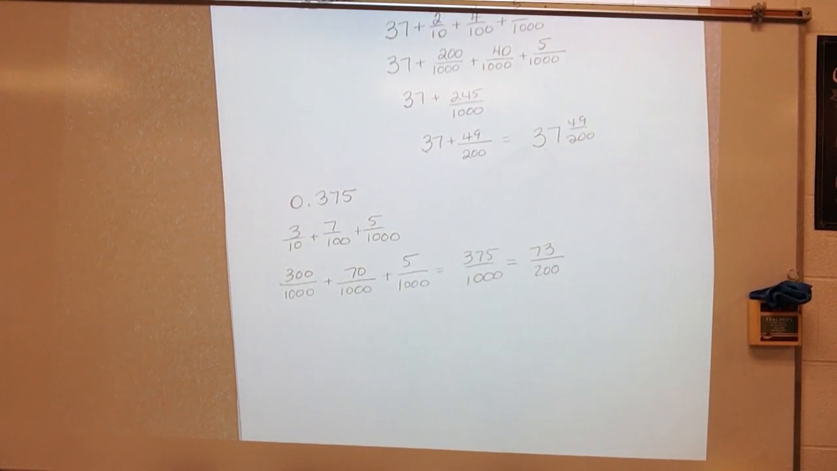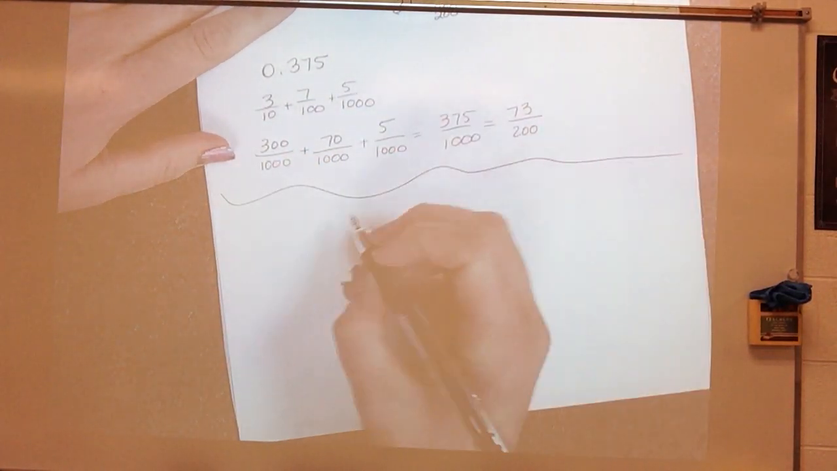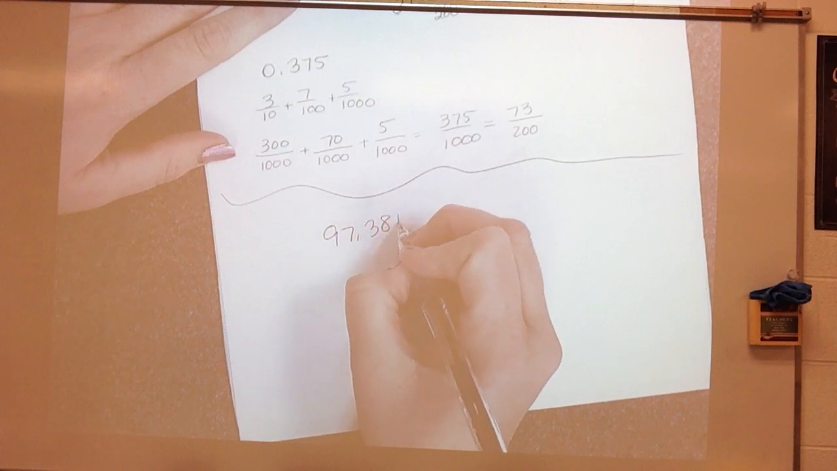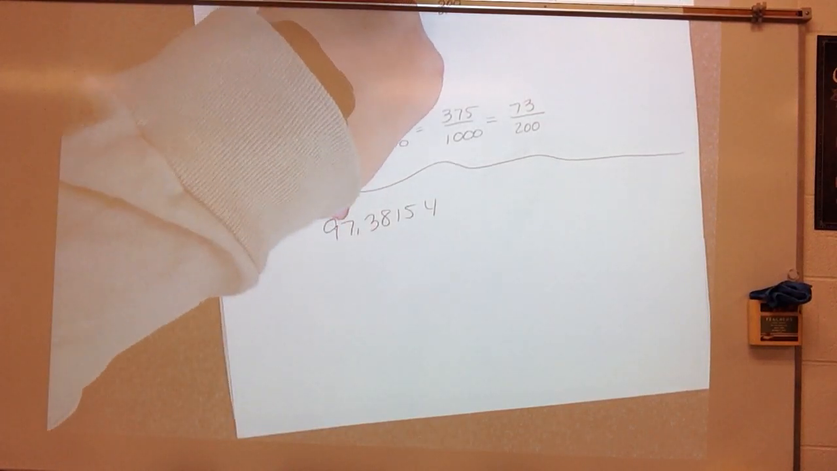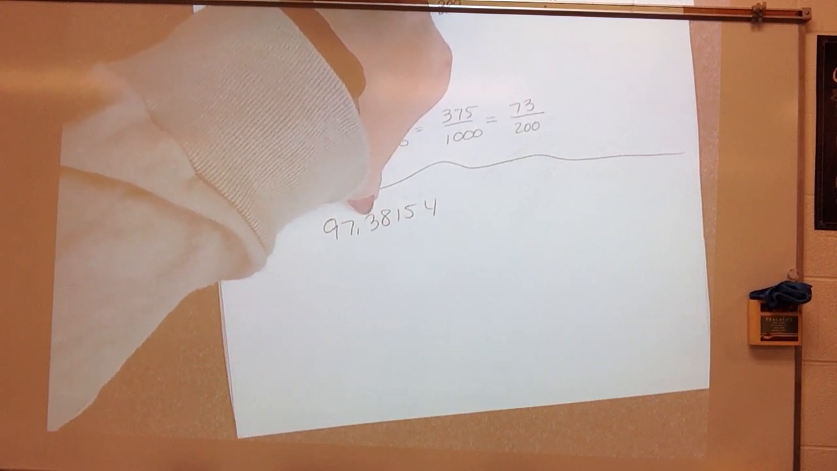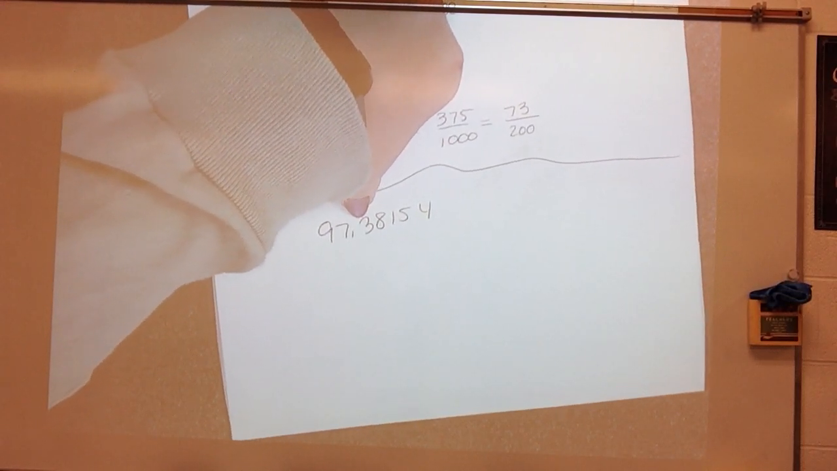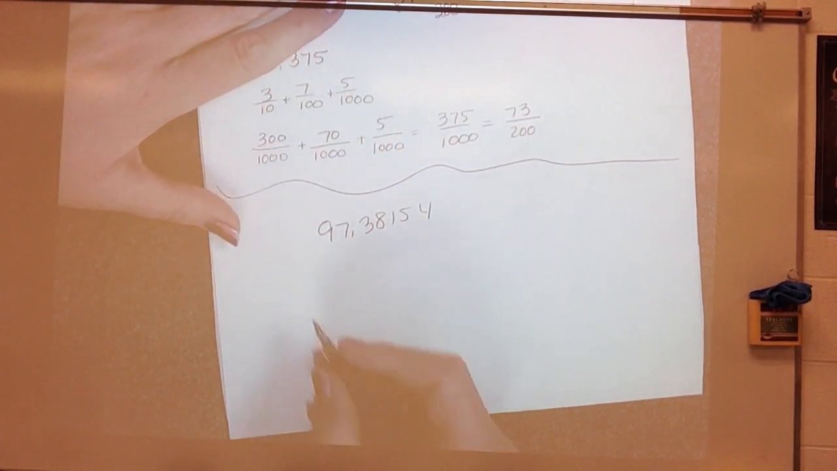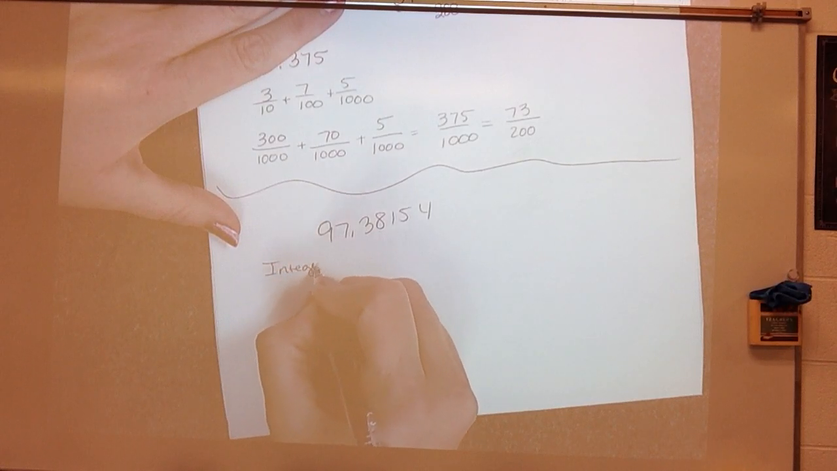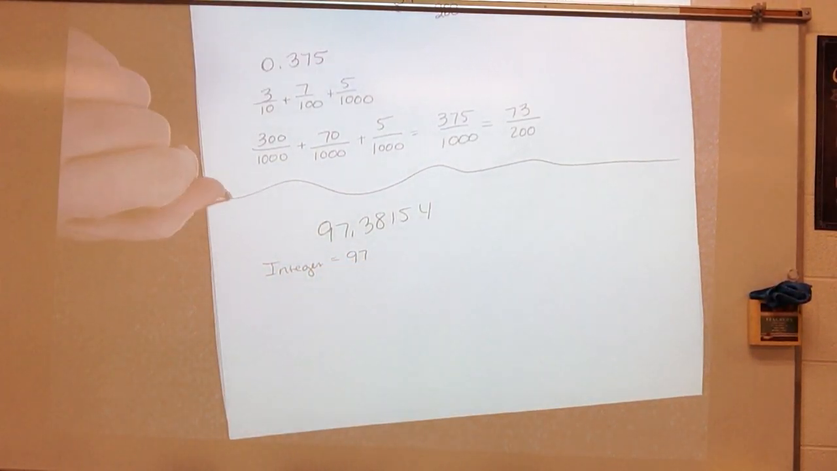Rounding decimals. Guys, let's kind of talk about this really quickly. When I'm rounding decimals, let's take this example, 97.38154. If I ask you to round that to the nearest integer, that means the nearest whole number. I'm going to look at the number that's after that, the 3. Since it is not 5 or above, then I'm going to keep this the same. So rounding this to the nearest integer, it would be 97.